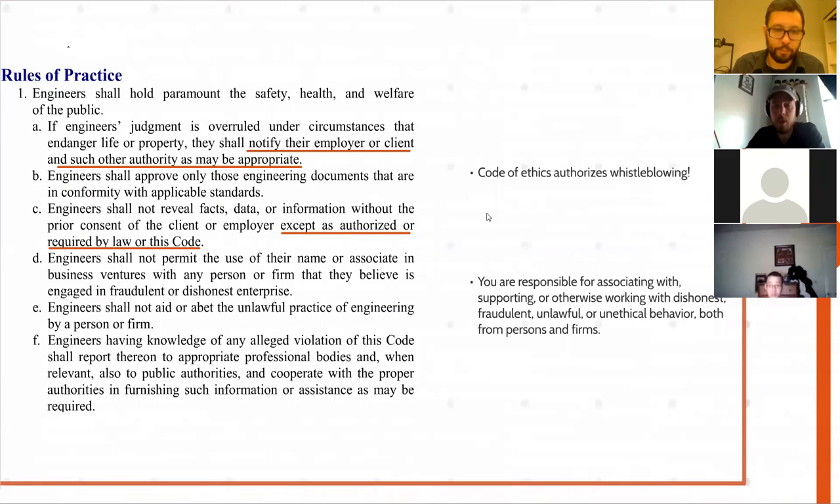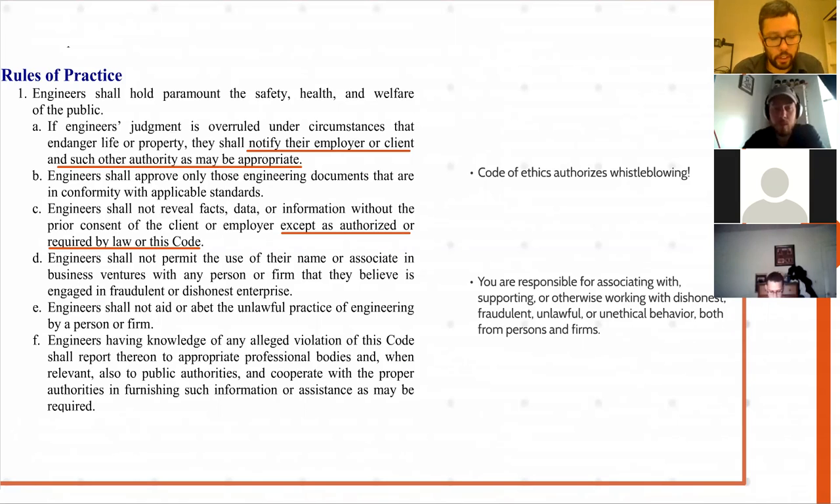If you decide to whistleblow, you could still be fired from your job. Even though you might be respected by the professional community for what you did, just because you follow the canons doesn't mean you're protected from any legal or financial retaliation. Yeah, that's right. The legal protections for whistleblowers are very sparse.